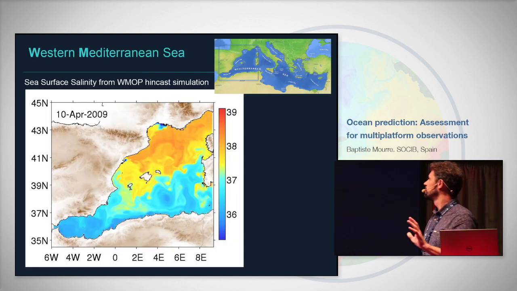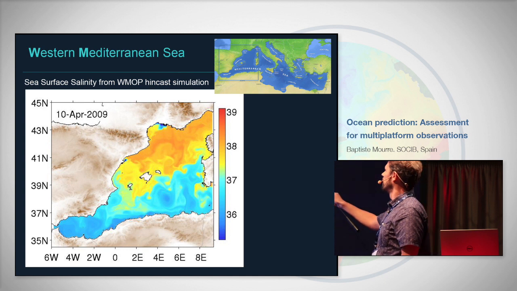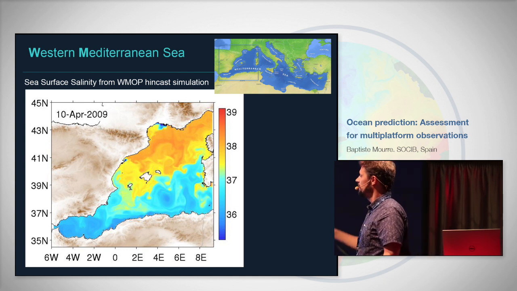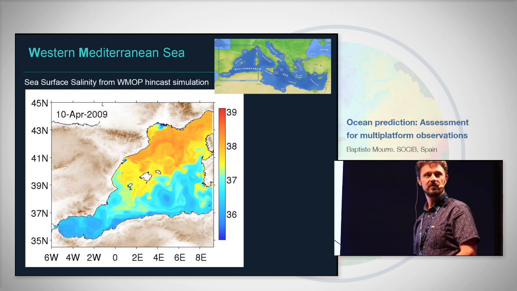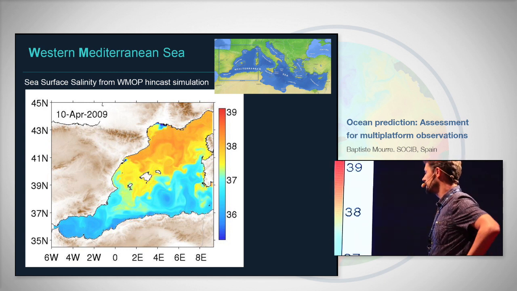Okay, so first of all, I will tell you a little bit about the Western Mediterranean Sea so that you can understand what problems we have. We are considering with our model this area, the Western Mediterranean Sea. I represent here an animation of the sea surface salinity. Salinity is really variable, with a high impact in this sea.